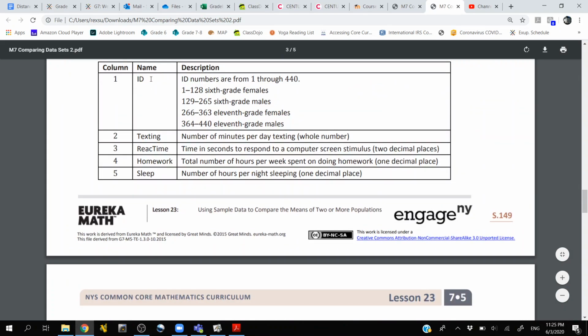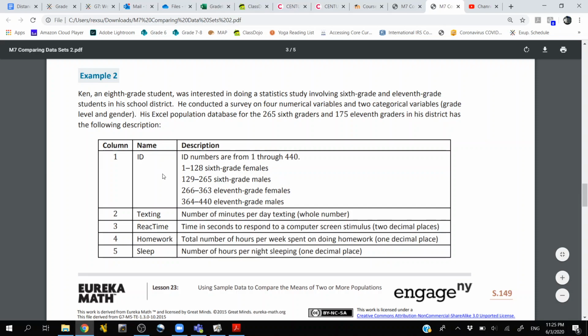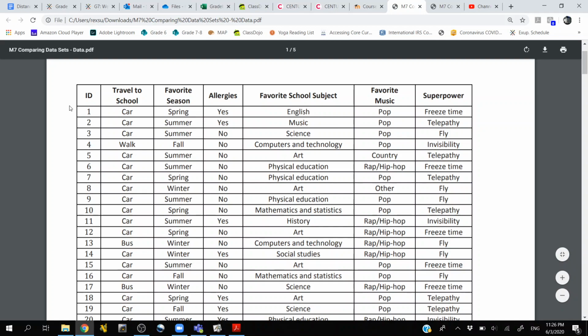Your ID number is categorical. Or like your name would be categorical. It puts you into a category. Your grade is categorical. So his Excel population database for the 265 6th graders and 175 11th graders has these descriptions. And I've given you this data. So we can see student ID. We can see the categorical data, like how do they get to school? What is their favorite season?